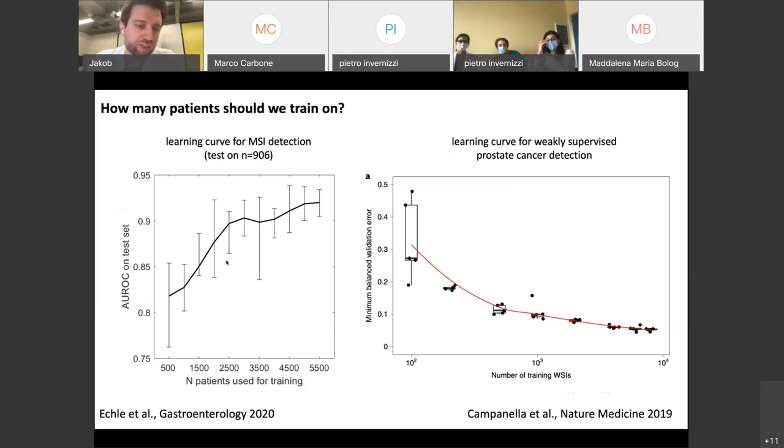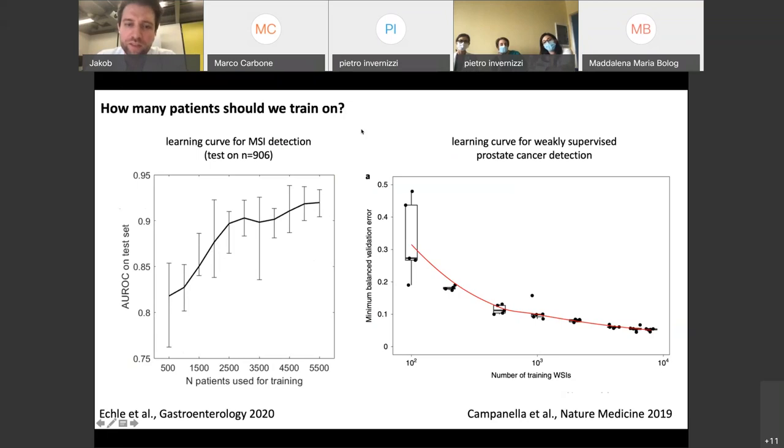But what we've seen over time, and this on the left-hand side is from our own study, right-hand side is a different study, is that the more patients you train on, the better your performance gets. So for the case of microsatellite instability detection in colon cancer, here we started with 500 patients, and we increased the numbers until 5,500. And if you increase the number of patients, the performance of your diagnostic system also goes up.